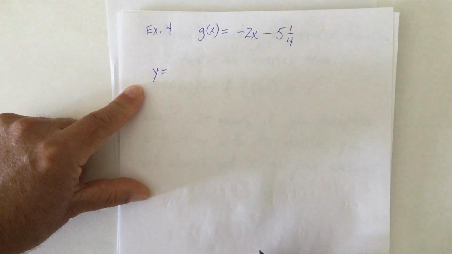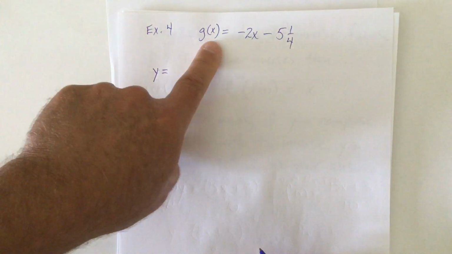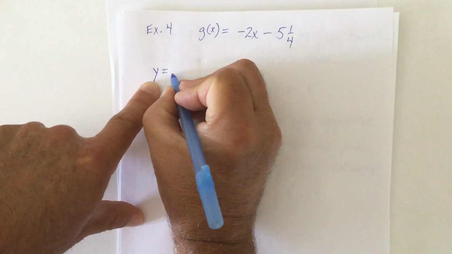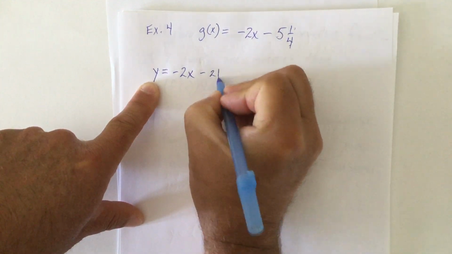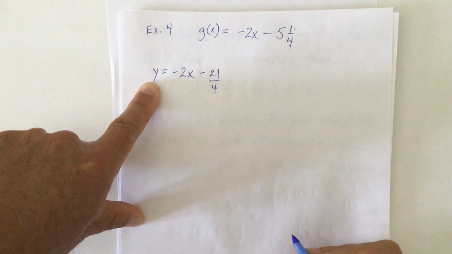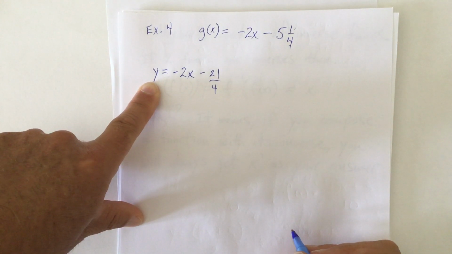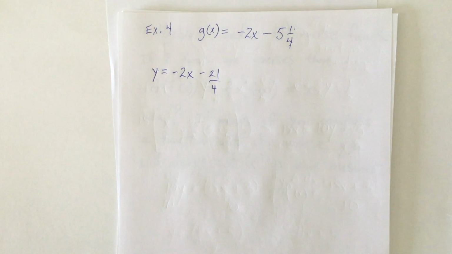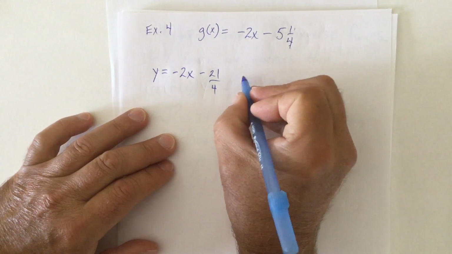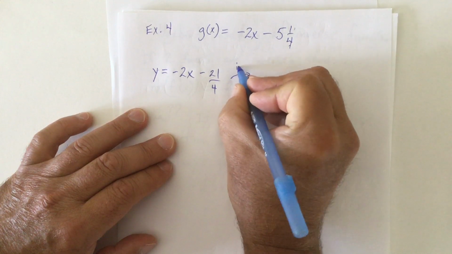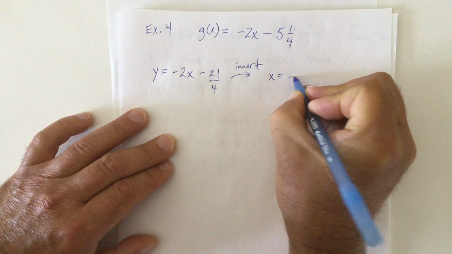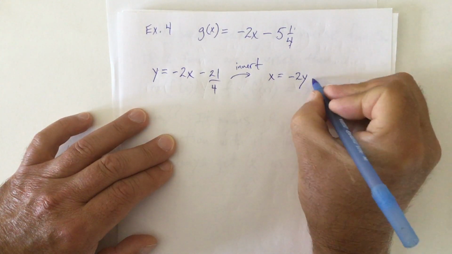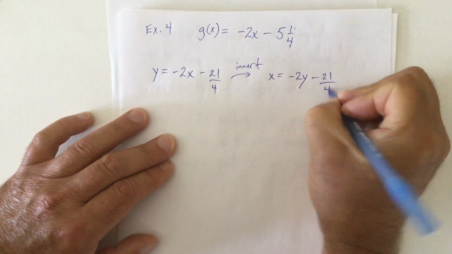Instead of g of x, I'm going to use y. Why? Because that's just a fancy way to say y. Equals negative 2x, and then I'm going to convert this and say minus 21 fourths. That's what I'm going to do, because that's going to be the format I'll use if I want to check it on my calculator. Then, what would I do? Let's invert it. I already wrote it that way, so let's find the inverse. Let's invert this. So I'm going to do x equals negative 2y minus 21 quarters.